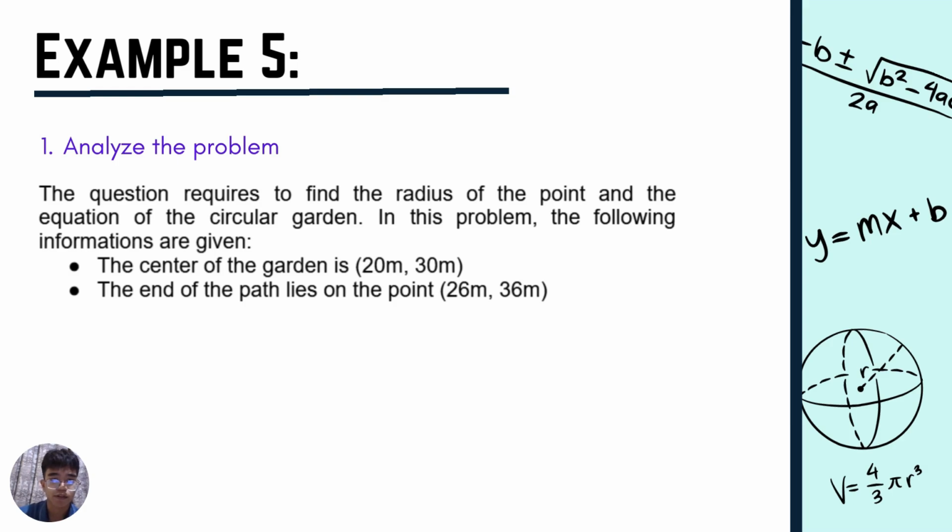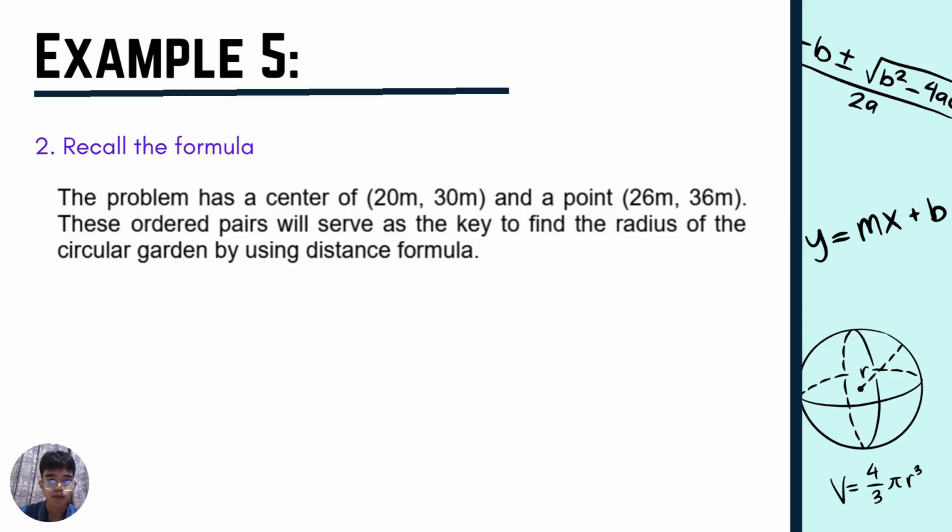In this problem, the following information is given. The center of the garden is located at 20 meters, which is x, and our y is 30 meters. The end of the path lies at the point 26 meters, that would be our x, and the y coordinate would be 36 meters. The problem has a center of (20, 30) and a point (26, 36). These ordered pairs will serve as the key to find the radius of the circular garden by using the distance formula.